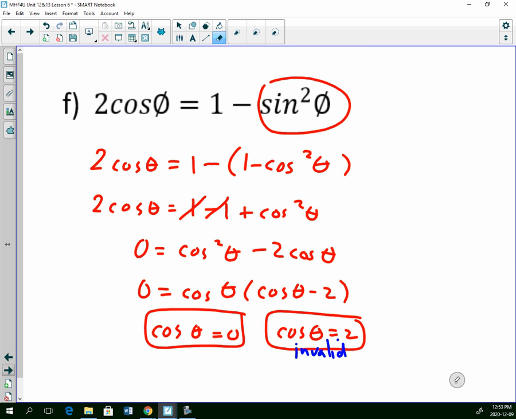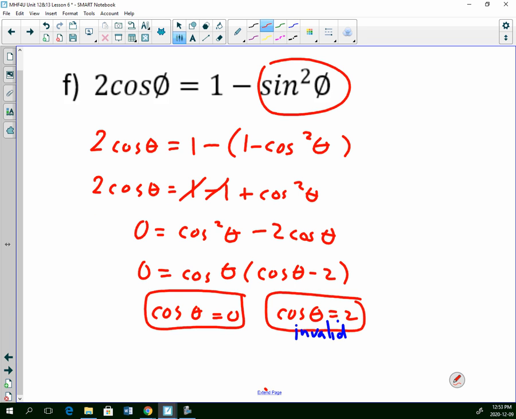And so we're solving for cosine theta equals 0 over the interval 0 to 2 pi. So we'll just sketch that cosine curve between 0 and 2 pi, and we see that it hits 0 at pi over 2 and 3 pi over 2. So that is my solution set.